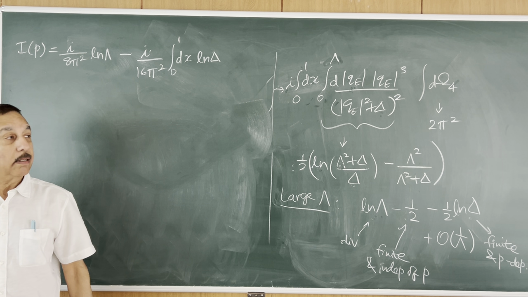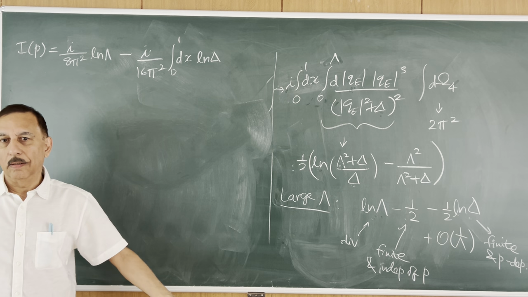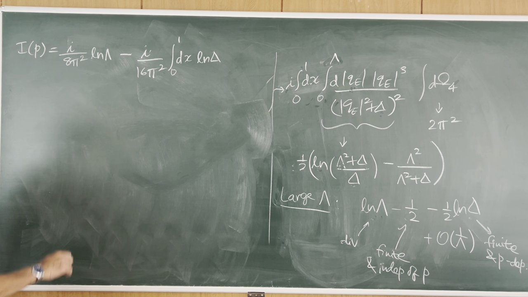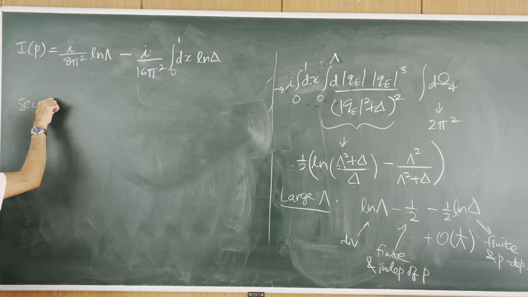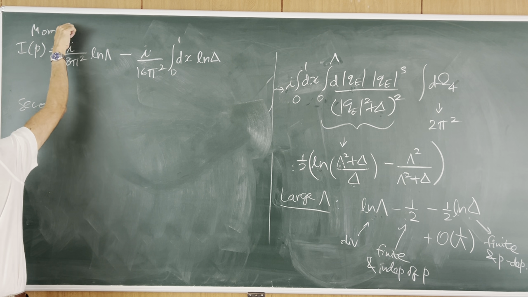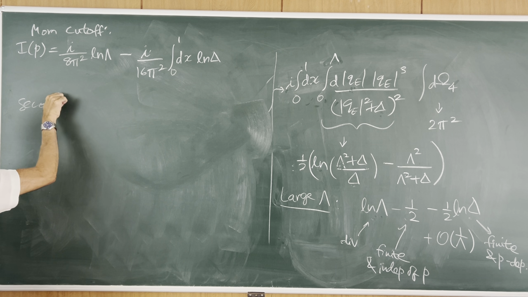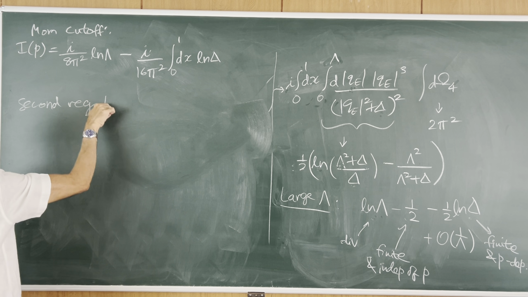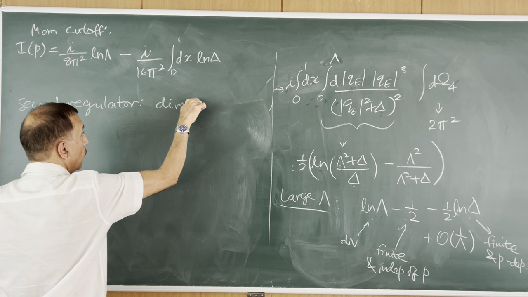Okay, this other regulator, in the beginning people thought it was a stroke of insanity. This other regulator, so second regulator, so this is the momentum cutoff regulator. The second regulator goes by the name dimensional regularization.